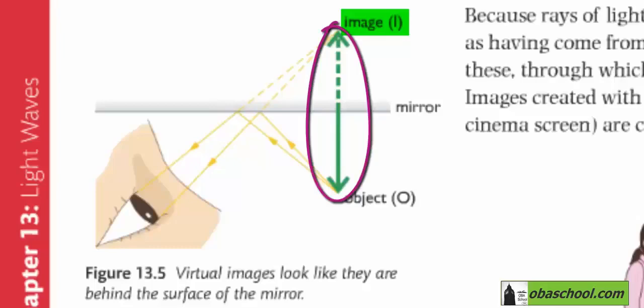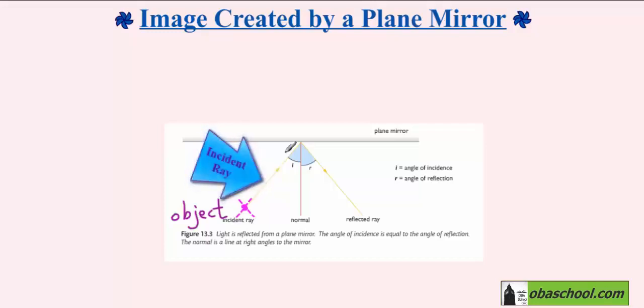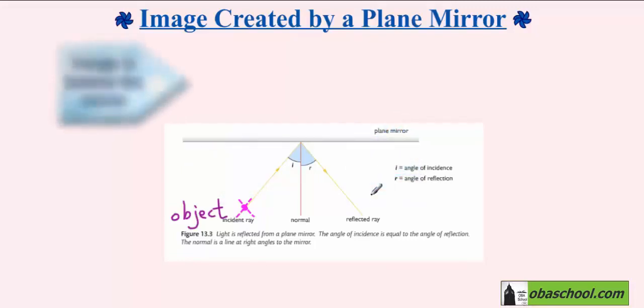How is that? We will examine it by drawing the image in this picture. The object is for sure at the start of the incident ray. So, the incident ray will be produced by the object and hit a plane mirror, then it will be reflected off the mirror with a reflected ray. So, the image of the object will be behind the mirror.